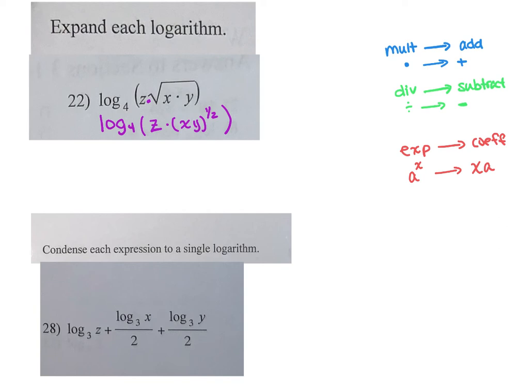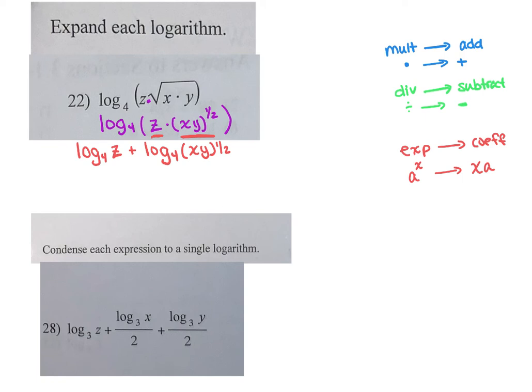Because square root of xy is the same thing as xy to the 1/2. Then I can separate these two groups, since they are multiplied, by addition. So I can say log base 4 of z plus log base 4 of xy to the 1/2. Now each one of these is raised to the 1/2, okay?